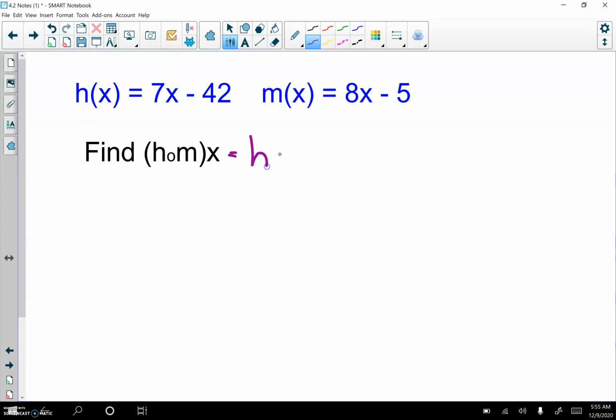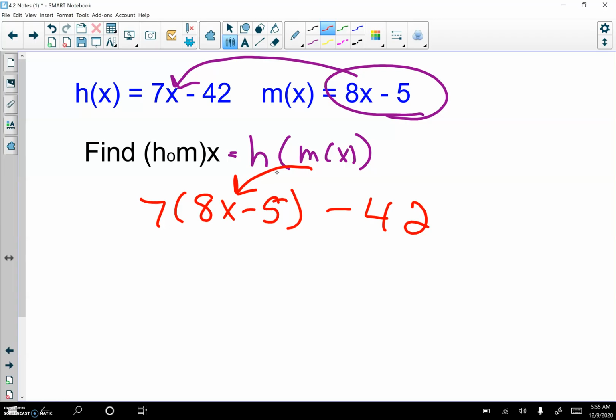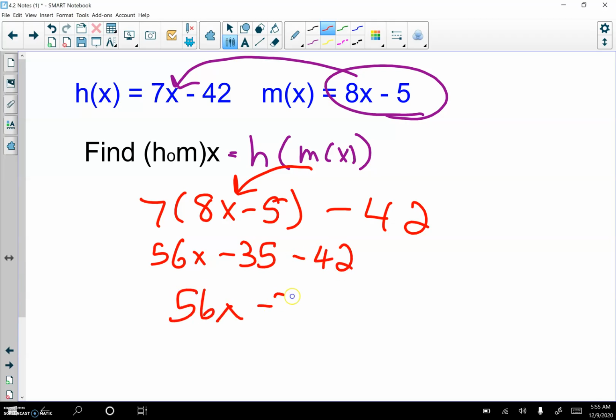This is the same as h of m of x. So I'm going to take my m of x, I'm going to drop it into my h of x, just so you can see a different visual on this one. So I have 7, 8x minus 5 minus 42. So basically all I did was drop in the m of x into the h of x. So that is 56x minus 35 minus 42, which is 56x minus 77.